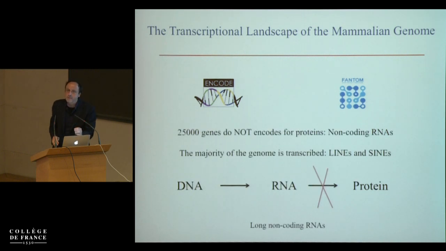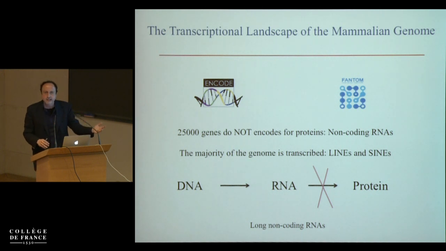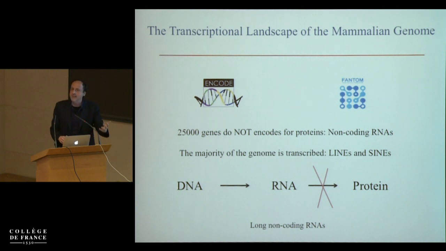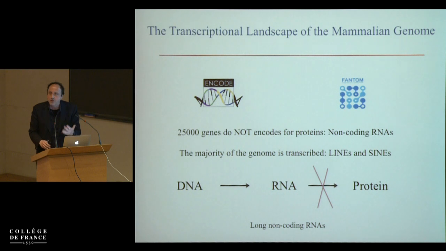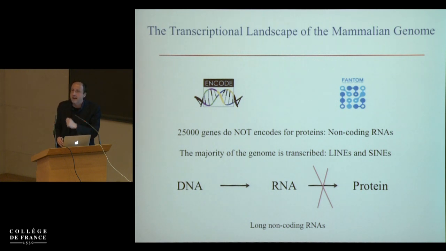And first and foremost, we now know that in addition to 25,000 genes that encode for proteins, we have an even higher number of genes that do not encode for proteins. These are the so-called long noncoding RNAs. The last estimate points to 45,000 different long noncoding RNA transcripts in the human and mouse genome.